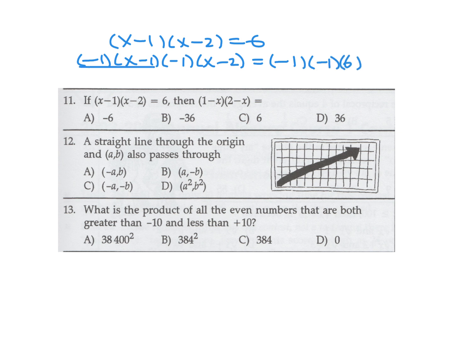Well, watch what happens there. That becomes 1 minus x, and these two become 2 minus x. And this side is 6. And that's what this is. 1 minus x, 2 minus x, so that's equal to 6. And that's all that is. So 11 is C.